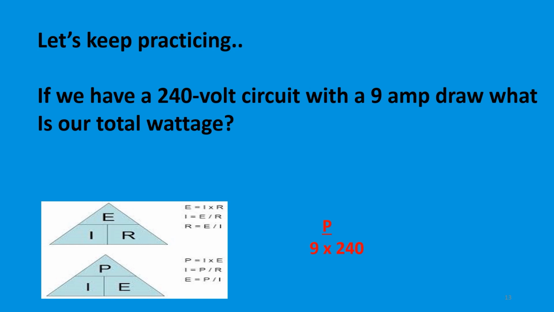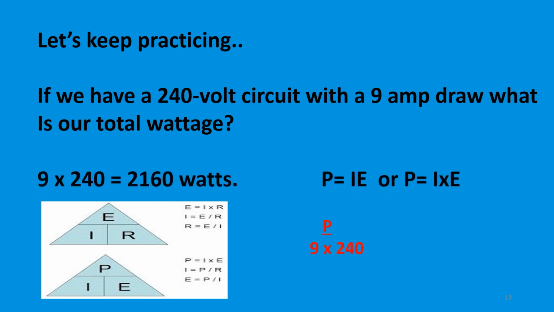All right, well, hopefully you drew your pyramid and you put P on top and you plugged in your two knowns. So we take 9 multiplied by 240, and that's going to give us 2,160 watts. Remember, you can use this relationship anytime. Great job.